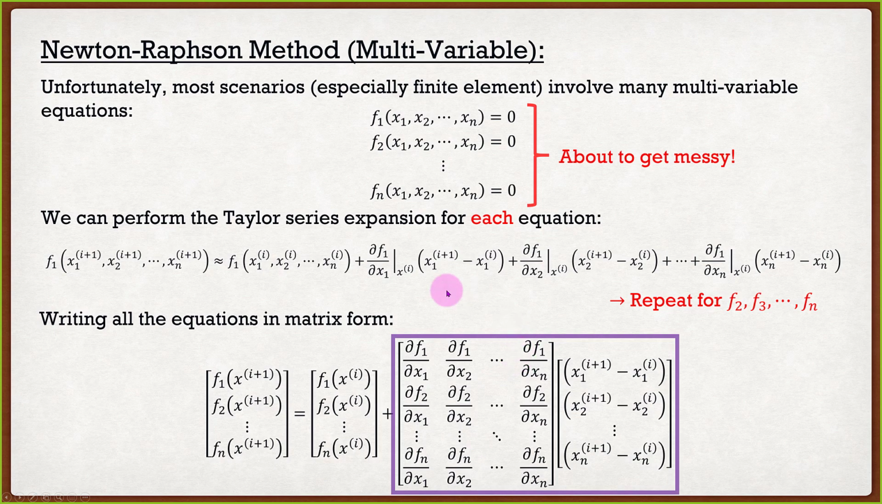That matrix of derivatives right here, that first part in that purple box. Do you guys know what that matrix is called? What do you guys think? You guys have any idea what this matrix right here is called? The gradient? Close. It's actually called the Jacobian.